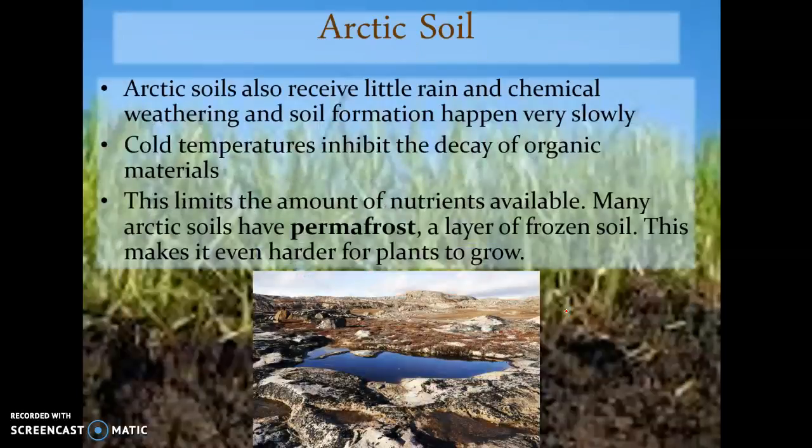Then finally, our last is Arctic soil. Arctic soils receive very little rainfall. So again, similar to a desert, chemical weathering and soil formation occur very slowly. The cold temperatures also prevent that organic matter from decaying. So this limits the amount of nutrients available and causes many Arctic soils to have permafrost, which is a layer of frozen soil that makes it even harder for plants to grow.